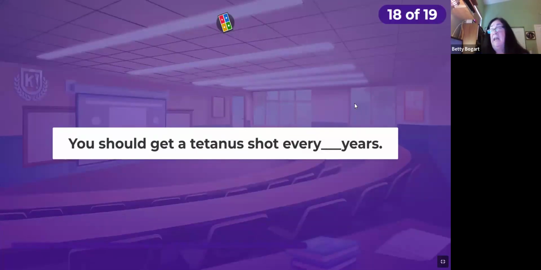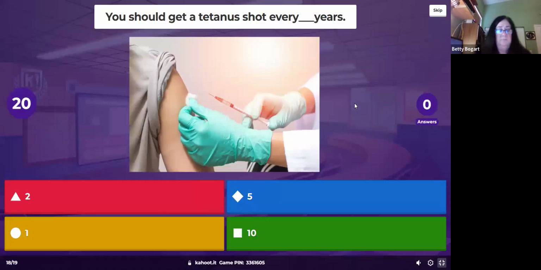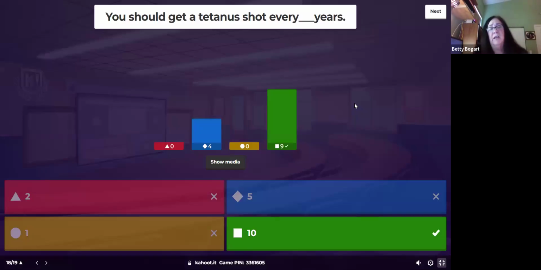You should get a tetanus shot every blank years. You know, when I first started nursing, it used to be every 2 years, and then it was every 5 years, and now it's every 10 years. And they're also doing the diphtheria with it too. That's part of the new tetanus shot.